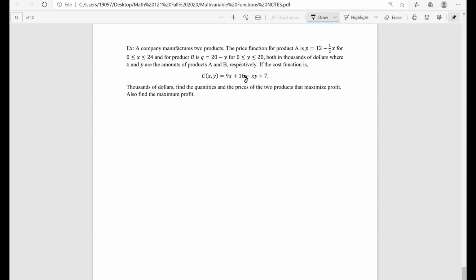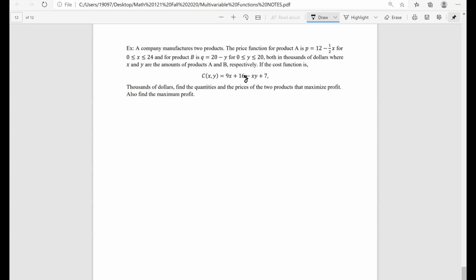They're both in thousands of dollars, where x and y are the amounts of products A and B, respectively. Let's say our cost function is 9x plus 16y minus xy plus 7, and all of this is in thousands of dollars. We want to find three different things: the quantities and the prices of the two products that maximize profit, and then we also want to find the maximum profit. So a lot of different things here.